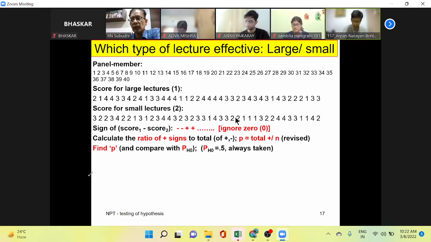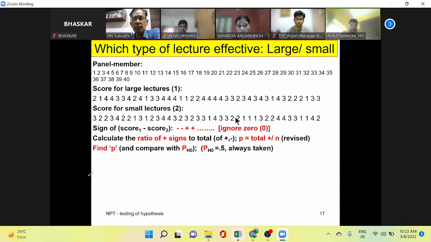Plus sign is 19 and minus sign is 11 and 0. Sir, after writing the numbers, 40 numbers horizontally, what should I do, sir? Only write the total number of plus signs and total number of minus signs.